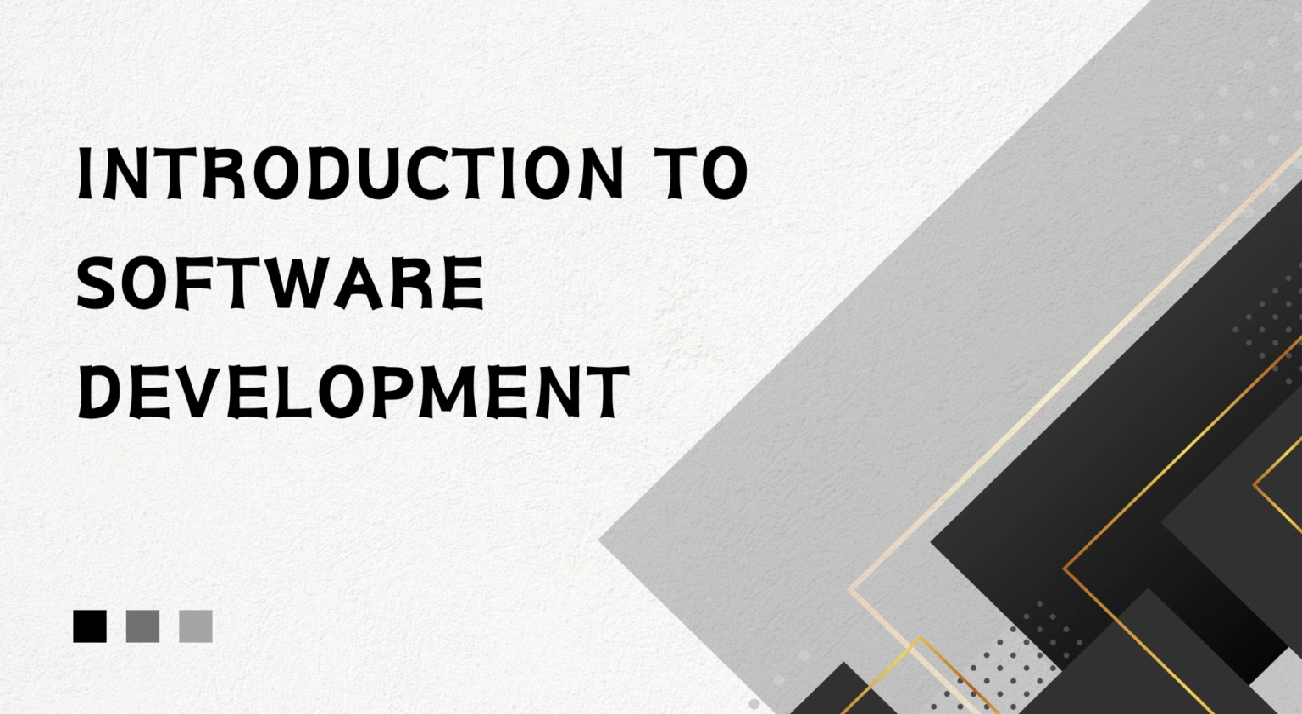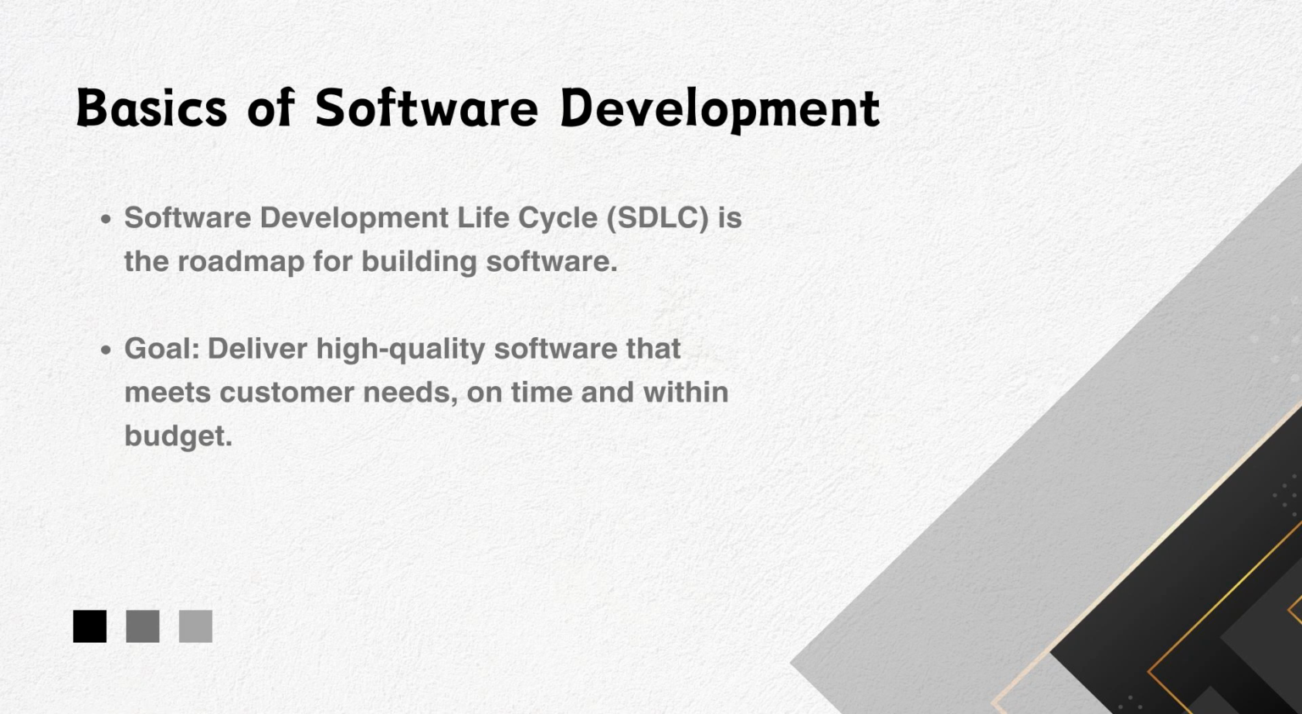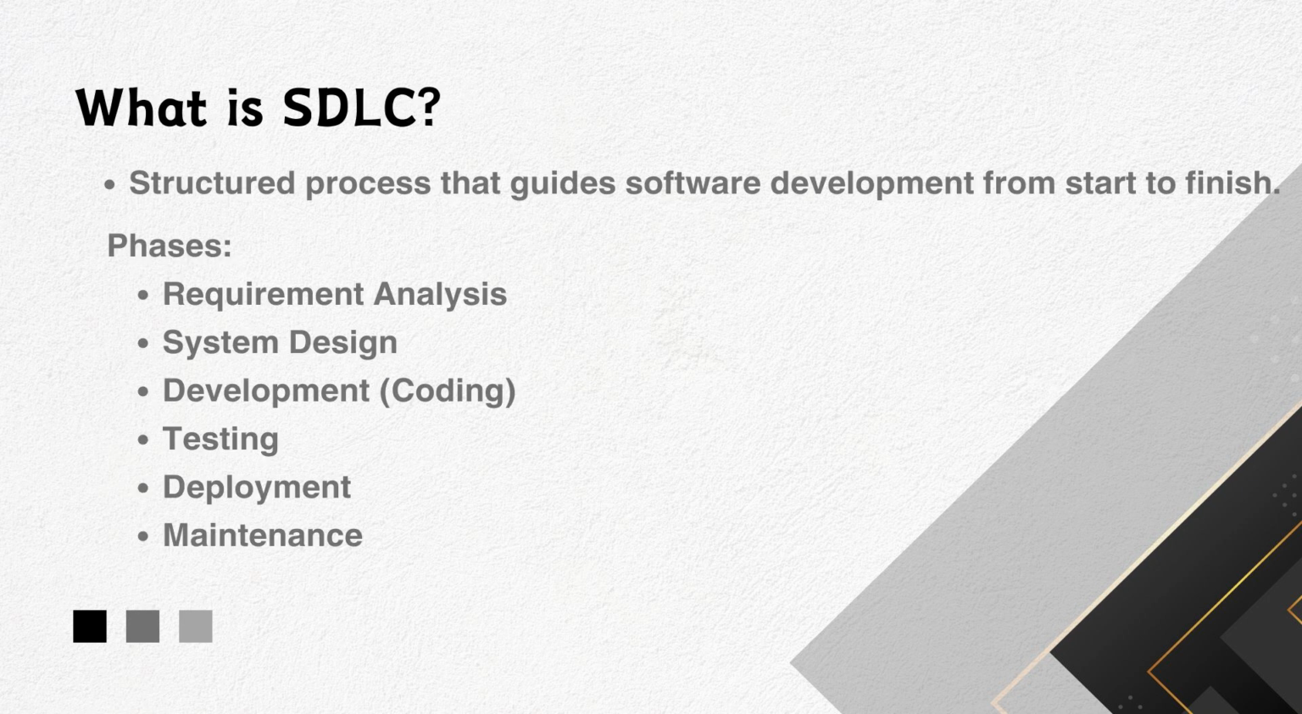Alright, let's start with the very foundation of any software project, something called the Software Development Life Cycle, or SDLC for short. Think of SDLC as the roadmap or blueprint that software teams follow to build a product. It's a structured process that guides the work from start to finish, from understanding what's needed, to designing, building, testing, delivering, and maintaining the software. The main goal of SDLC is simple: to deliver high-quality software that meets customer needs, on time and within budget.